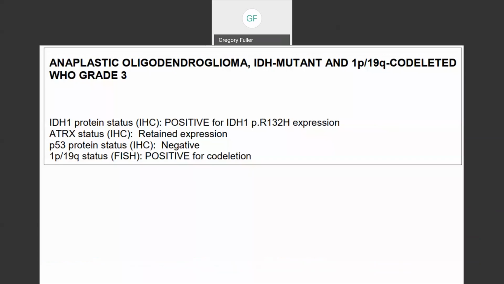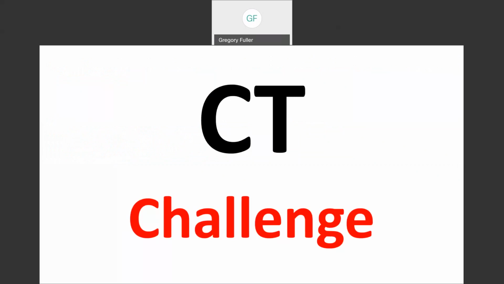Anaplastic oligodendroglioma, IDH mutant, and 1p19q co-deleted, WHO grade 3. And again, we're using the Arabic numerals now for designation, not Roman numerals. You can see it has a classic molecular signature. It was positive for the mutant protein IDH1R132H and 1p19q whole arm co-deletion positive, retained expression of ATRX, negative for p53, meaning no TP53 mutation. Okay, that was good. So that was the histology warm-up.